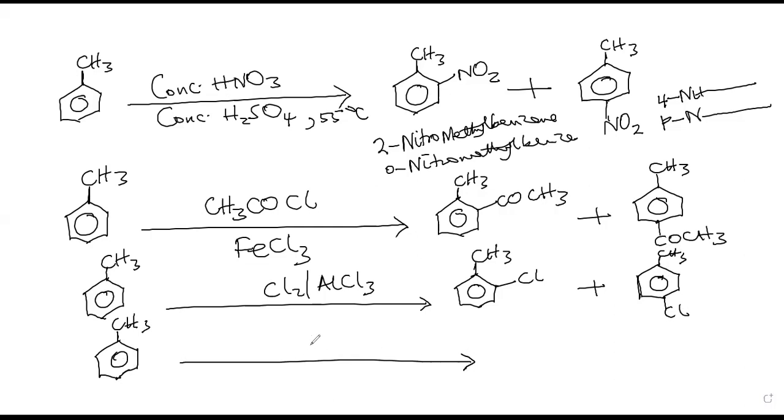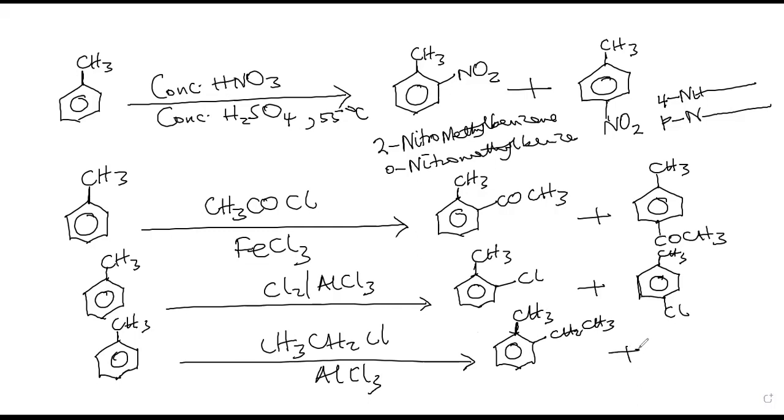You carry out alkylation, maybe adding chloroethane, CH3CH2Cl, in the presence of maybe aluminum chloride. You'll be forming a mixture of two substituted products. You have CH3 here and CH2CH3 here, plus you form a 4-substituted product, which is on the 4th carbon, CH2CH3, and here we have CH3.